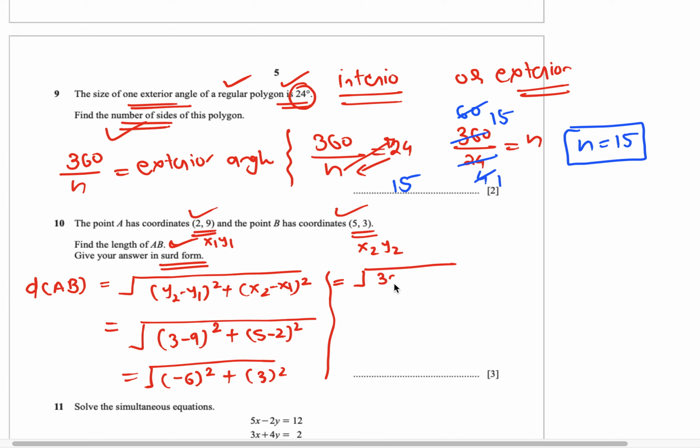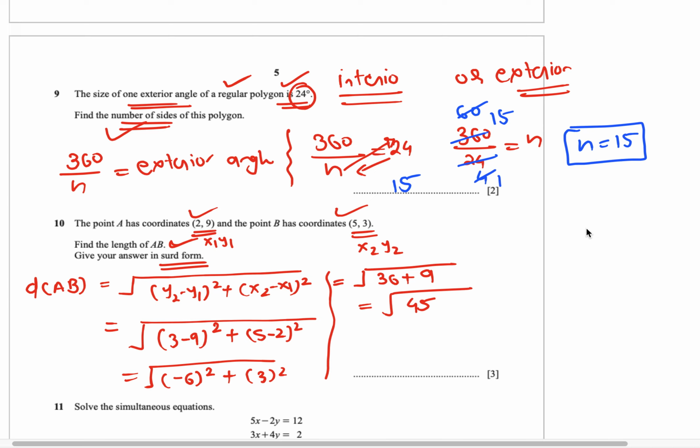Minus 6 square is plus 36 and 3 square is 9. So in general it becomes 36 plus 9, which is how much? It is nothing but root 45, right? Okay, so I can actually simplify root 45. You know now how to factorize it.